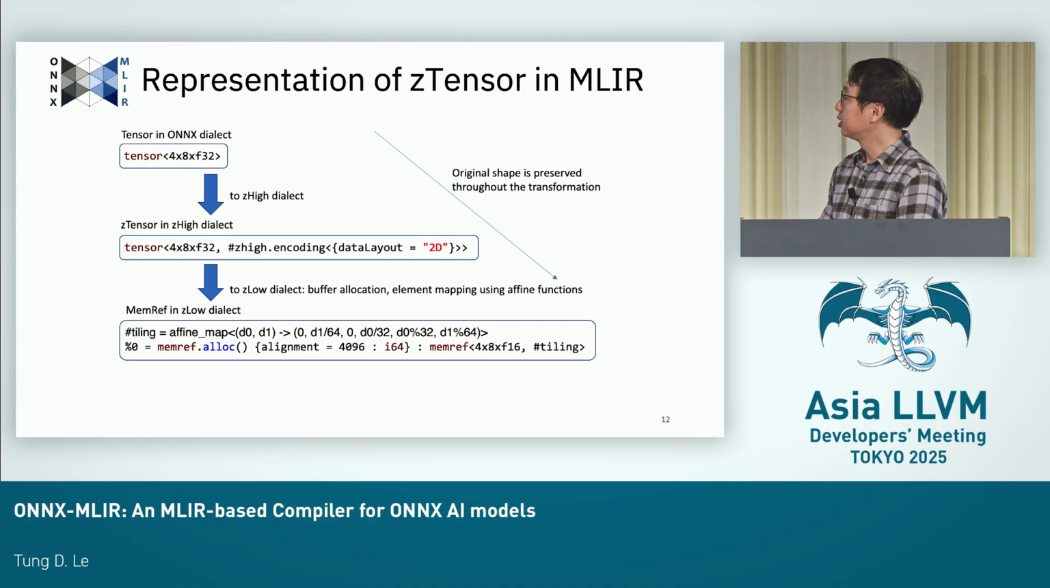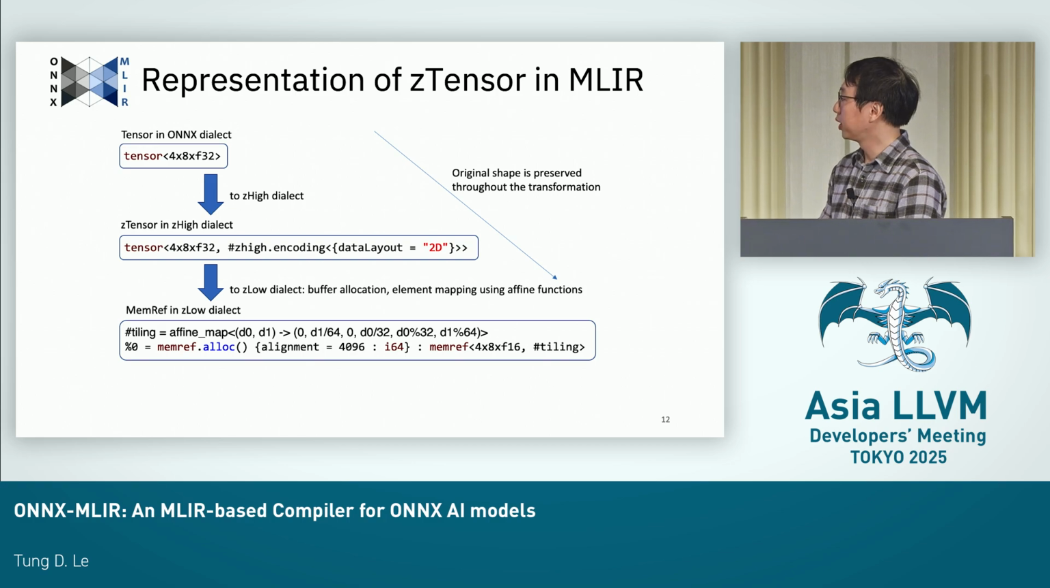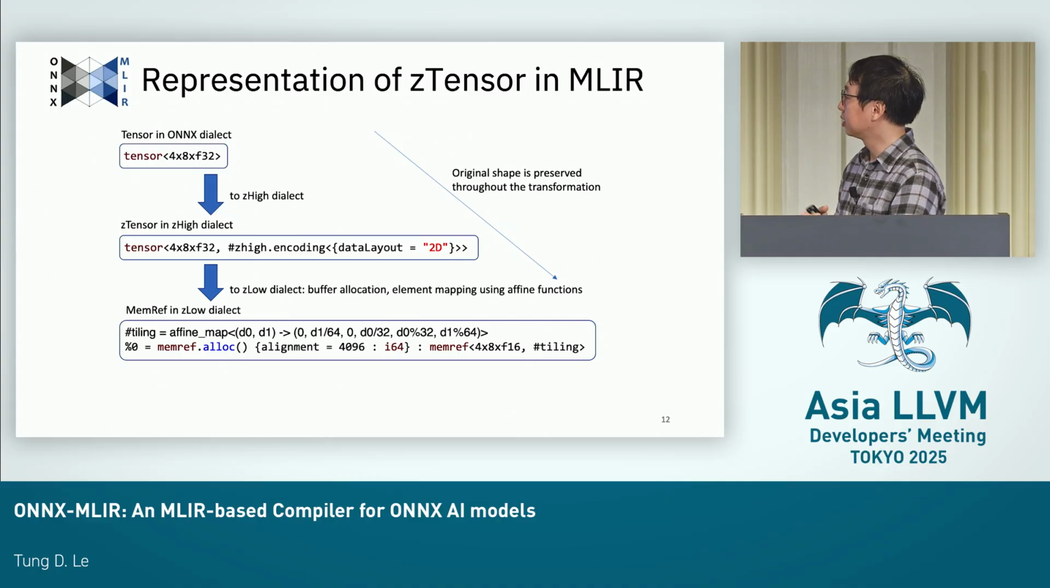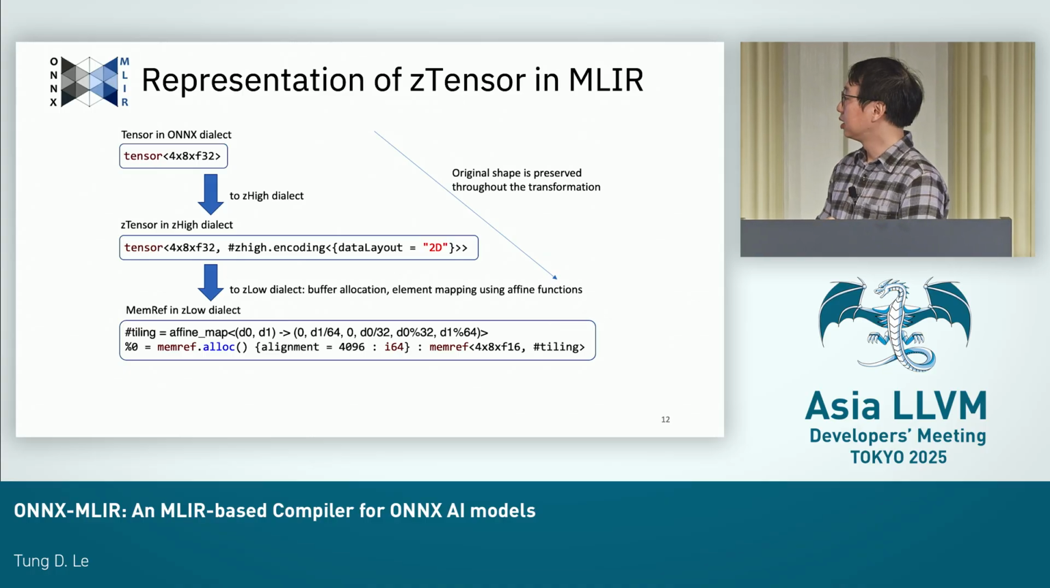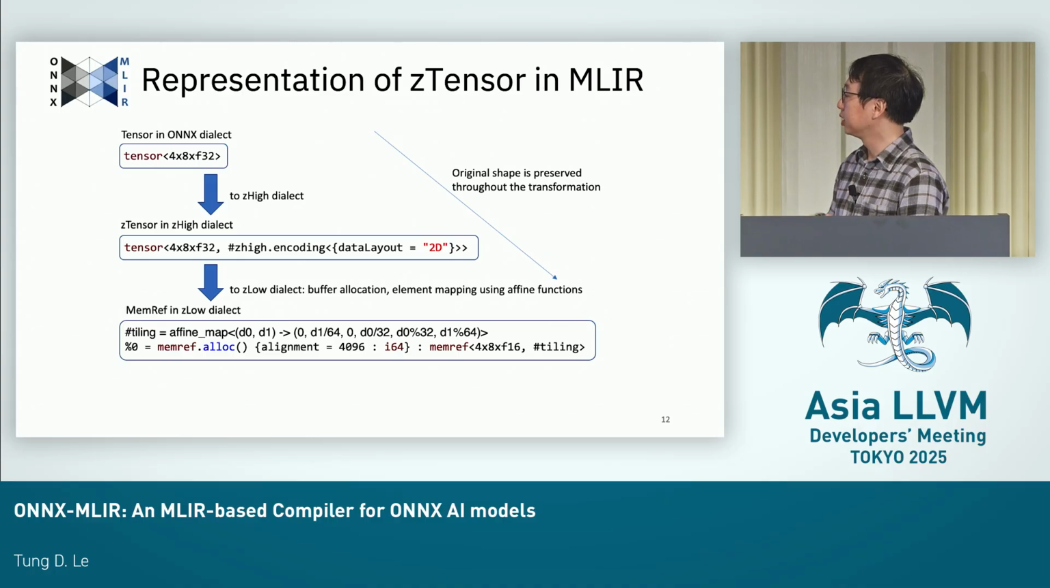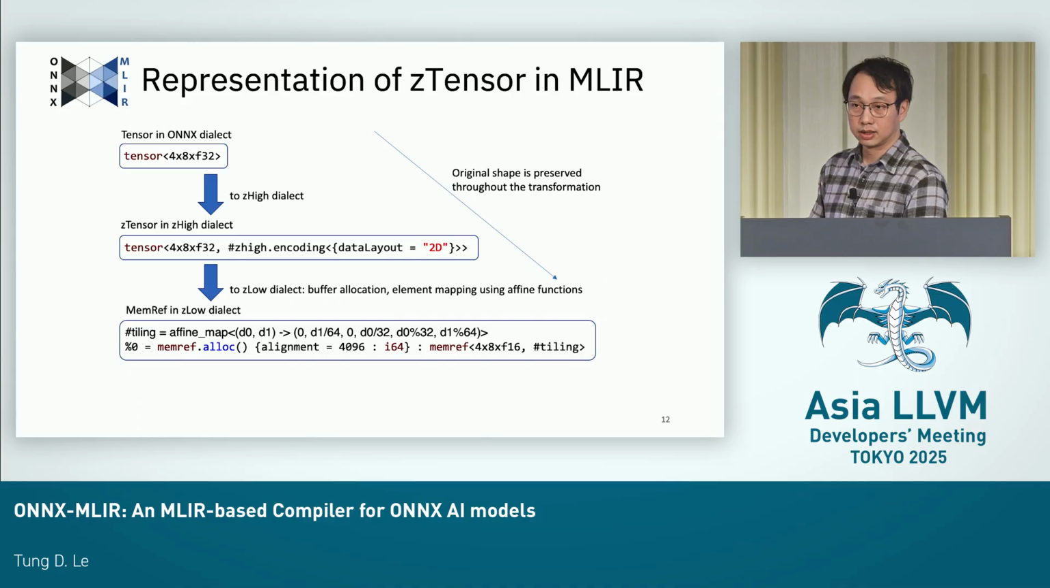So by using this layout information later, when we generate the memref, we will create the affine map corresponding to this data layout. If you look at the affine map, you can see that the data is organized in blocks of 4K, and the memory buffer is 4K aligned.